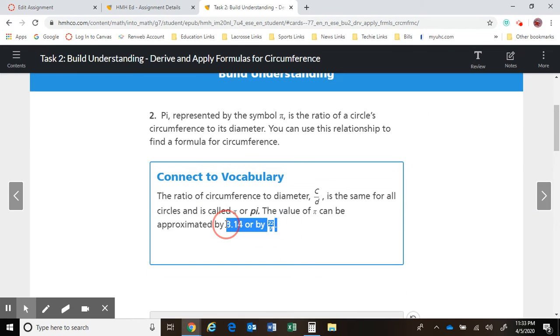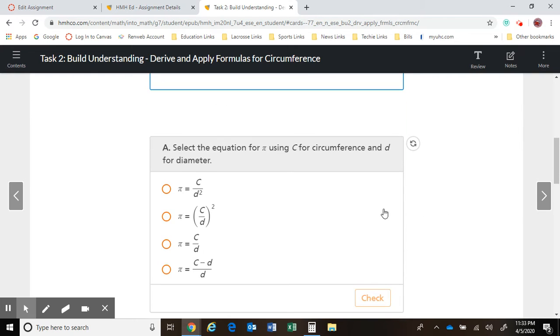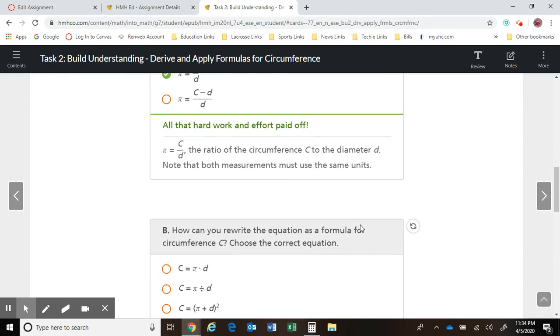Okay, very, very important here. You'll see a bunch of this. So select the equation for pi using circumference and diameter. You've got pi equals circumference divided by diameter squared, circumference divided by diameter equals pi, or circumference minus diameter divided by diameter. Well, that's pretty easy, right? It's the one that's above. Circumference divided by diameter is what pi is. Always. Very important to know.